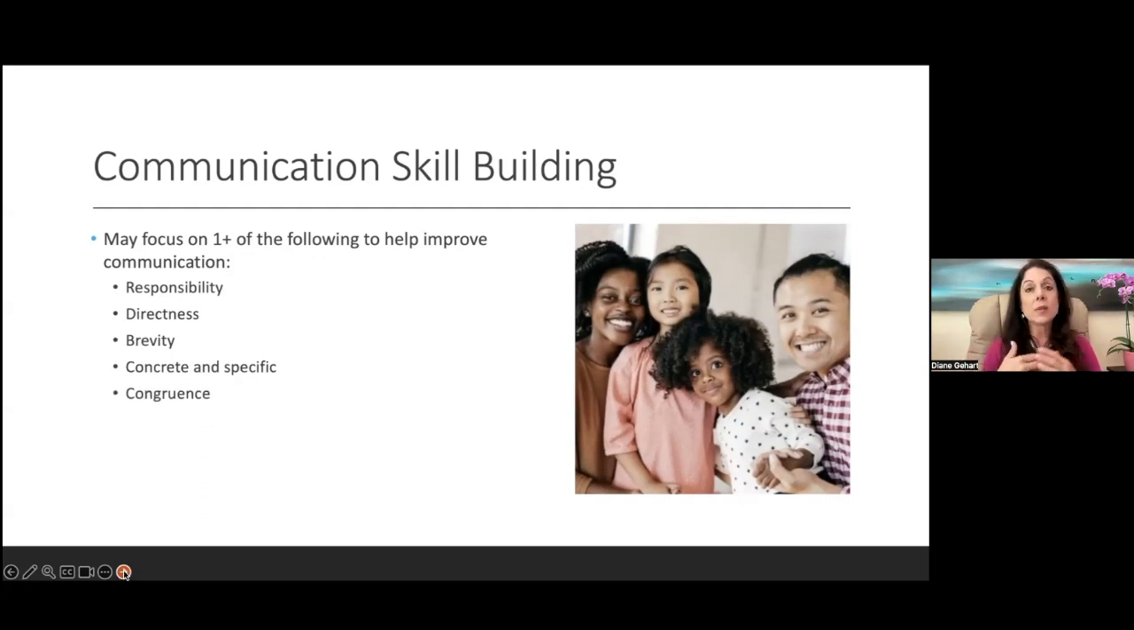Congruence is where your nonverbal communication matches your verbal communication, and you can coach both the parents and the teens to be congruent in their communication with each other.